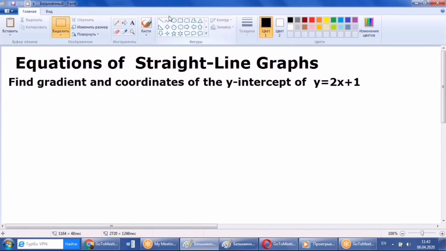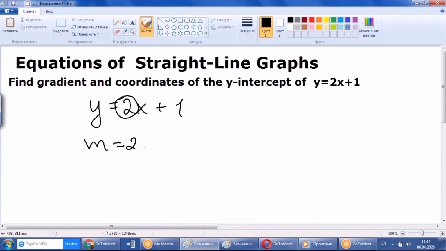For example, find the gradient and coordinates of the y-intercept of the equation y equals 2x plus 1. In this equation, y equals 2x plus 1, we see that the gradient is equal to 2. m is equal to 2. And c is equal to 1. What does c mean? c is our y-intercept. At the y-intercept, the x coordinate is 0. So this is the point 0 and 1. So the coordinates of the y-intercept are 0 and 1, and the gradient is equal to 2.